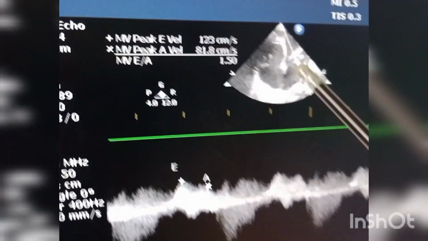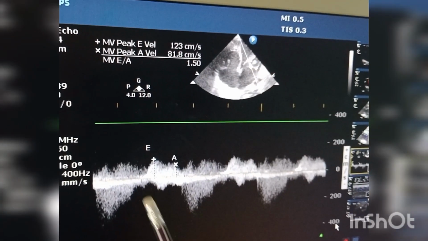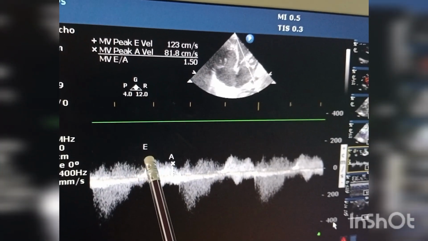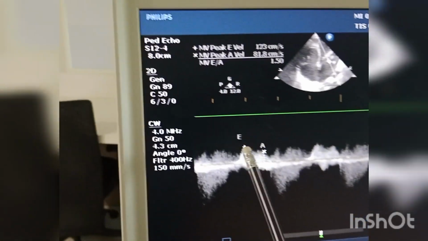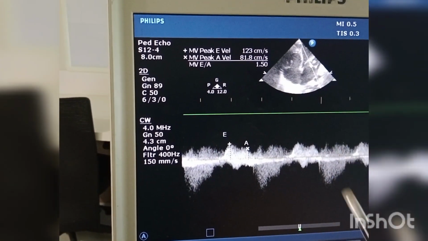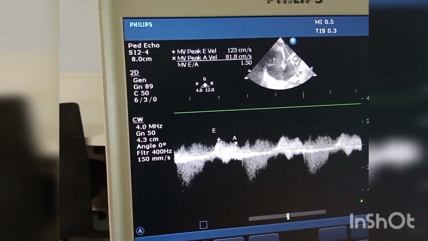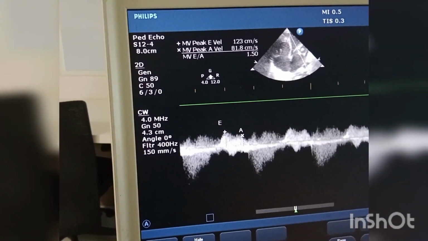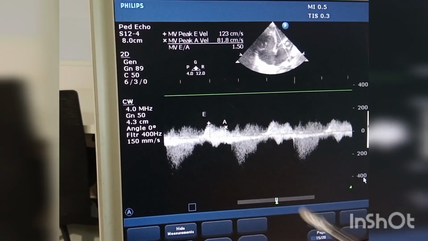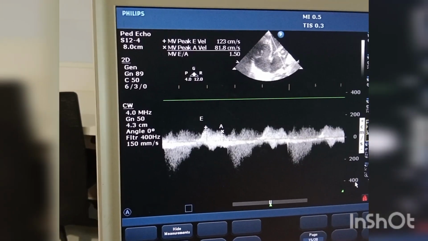Now, I paused actually; this is a continuous Doppler at the mitral valve. And what you see here is the E and A. So this part is called E and this part is called A. And the ratio is 1.5. Normally, the E by A ratio is less than 1. Anything more than 1.1 will indicate that there is excessive perfusion into the left atrium from the lungs.